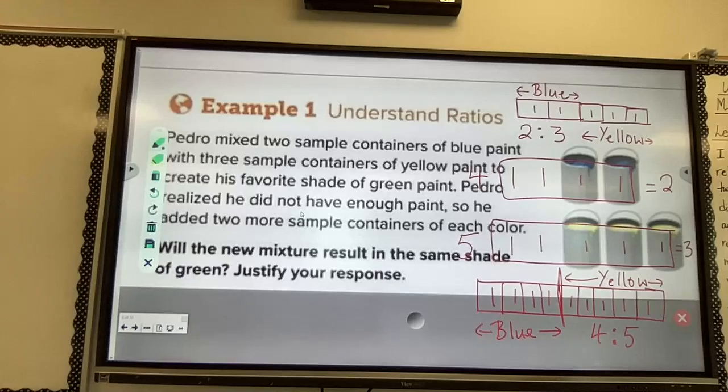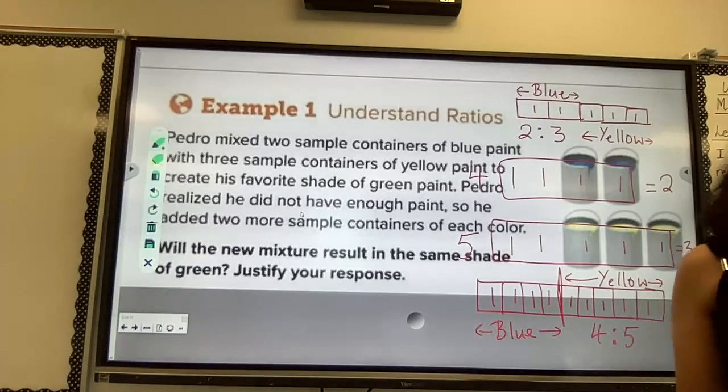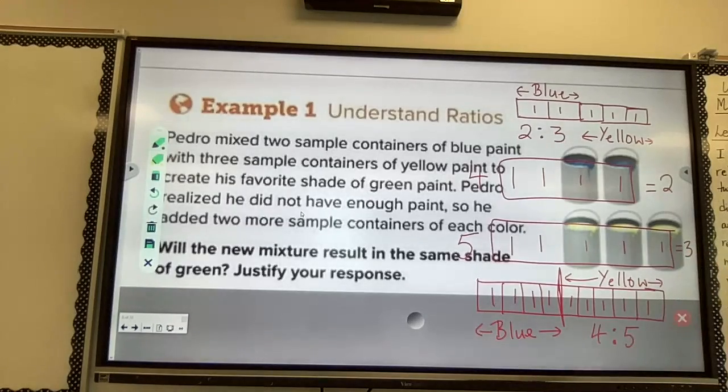Now the amount of blue paint in the new mixture is twice that of Pedro's favorite shade. And to maintain the same ratio, the amount of yellow paint should also be twice that of his favorite shade. But if I do 3 times 2, I get 6. But here he is getting 5. So therefore, it is not equivalent. So he should have done what? He should have added another paint. So he should have doubled it.